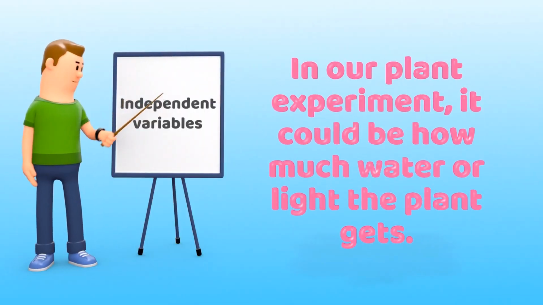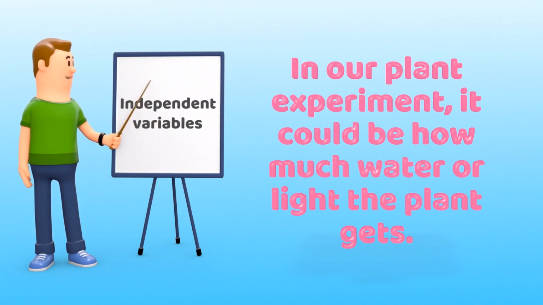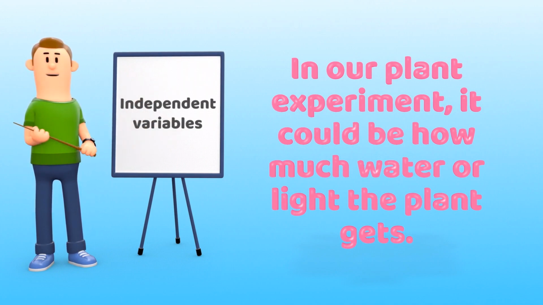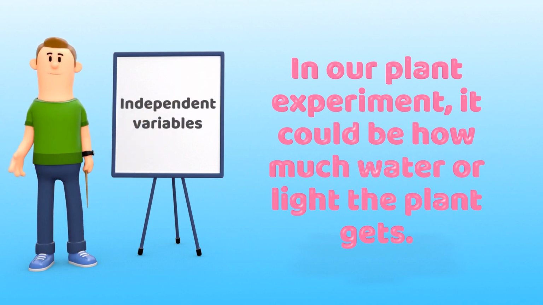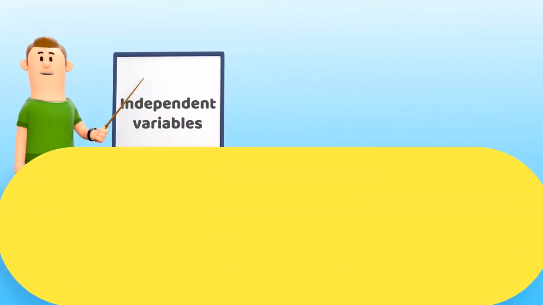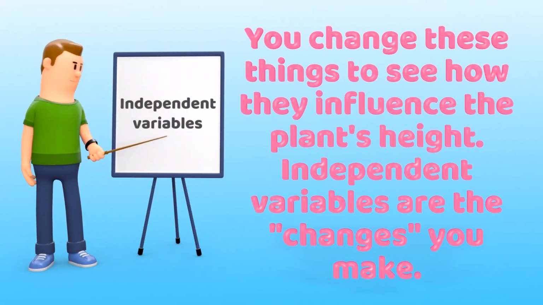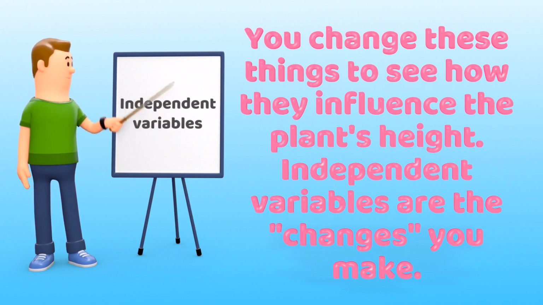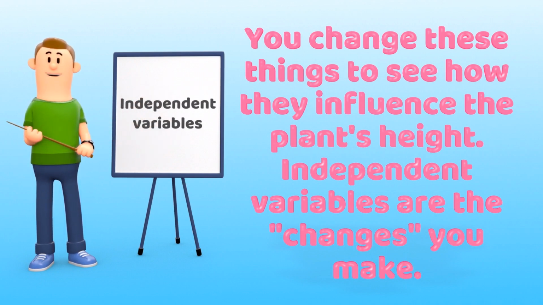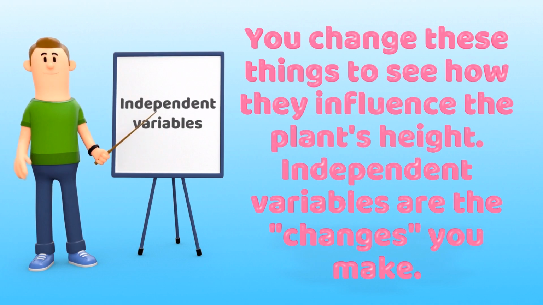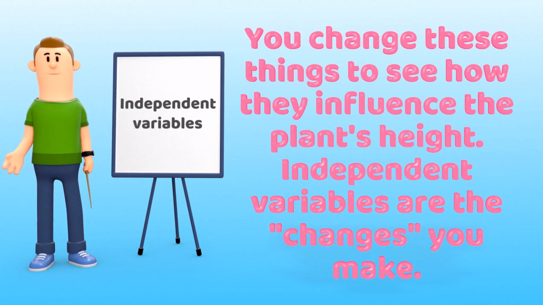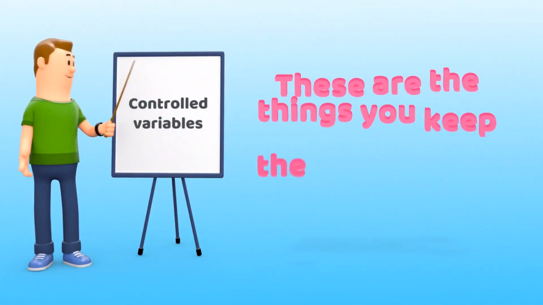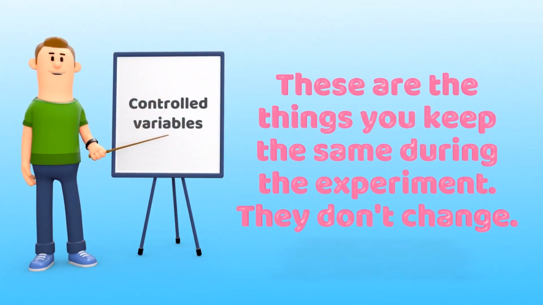In our plant experiment, independent variables can be things such as how much water or light the plant gets. So, you can change these things to see how they influence the plant's height. In simple terms, independent variables are the changes you make. Let's now check controlled variables.